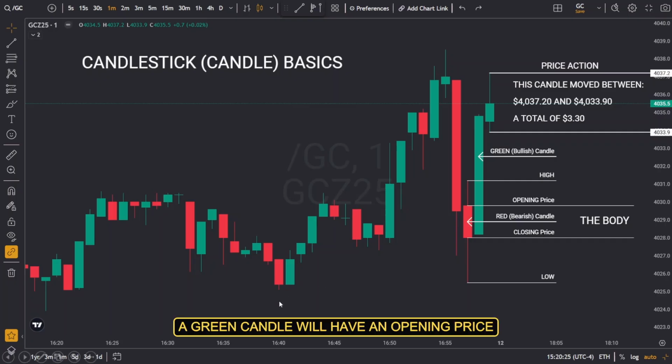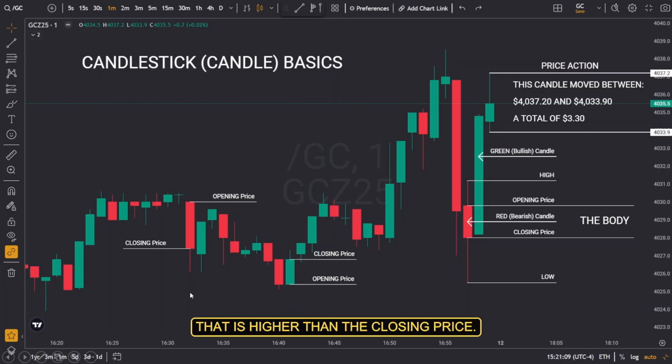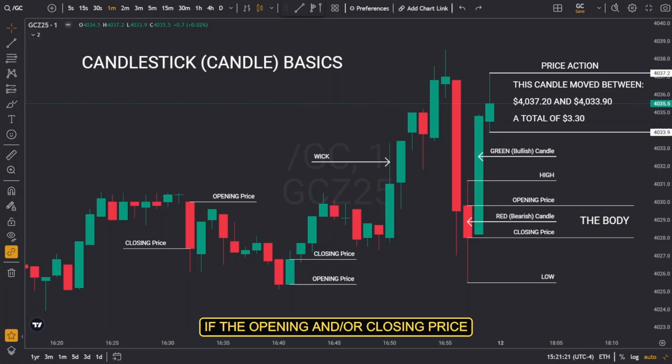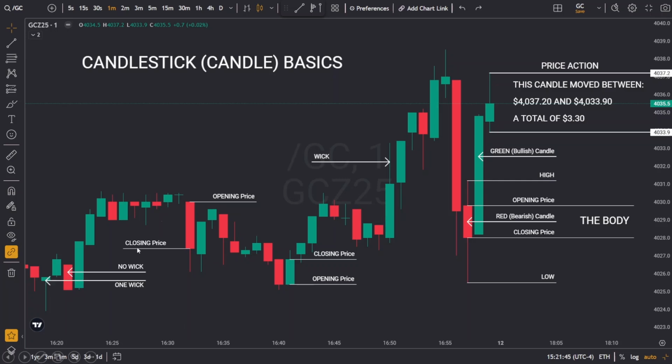A green candle will have an opening price that is lower than the closing price, and a red candle will have an opening price that is higher than the closing price. The high and low form what appear to be wicks, making it look like a candle. If the opening and or closing price are the same as the high and or low, then you will not see a wick or just one wick at the top or bottom.